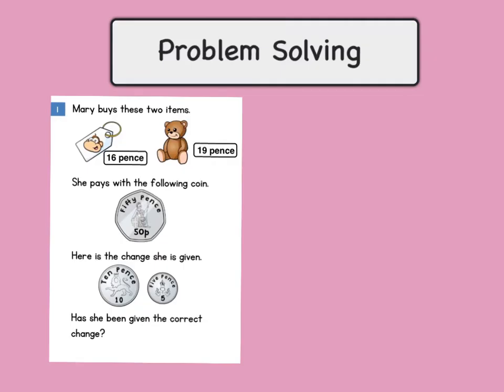Finally, we're going to have a look at some problem solving. Here's a problem for you. Mary buys these 2 items, a key ring for 16 pence and a teddy bear for 19 pence. She pays with the following coin, a 50p. Here is the change that she is given. So she's given a 10 pence piece and a 5 pence piece to make 15p. Has she been given the correct change? Pause the video here and see if you can work it out.